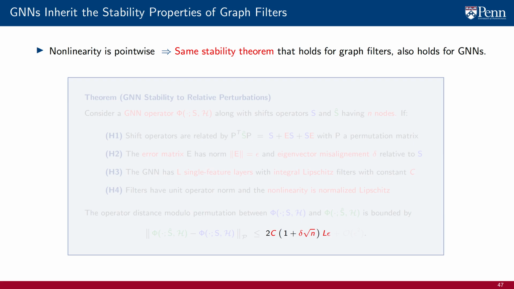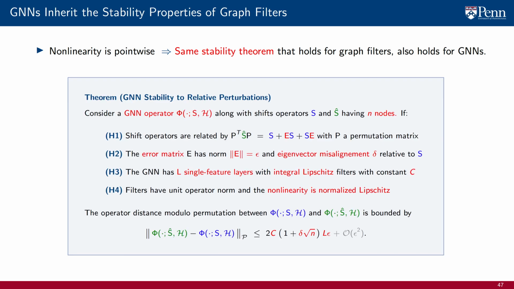The stability constant is essentially the same, except that it is scaled by the number of layers because the error propagates, the error accumulates. We say that the stability of the GNN is inherited from the stability of the graph filter, because it is due to the stability of the filter that the GNN is stable.